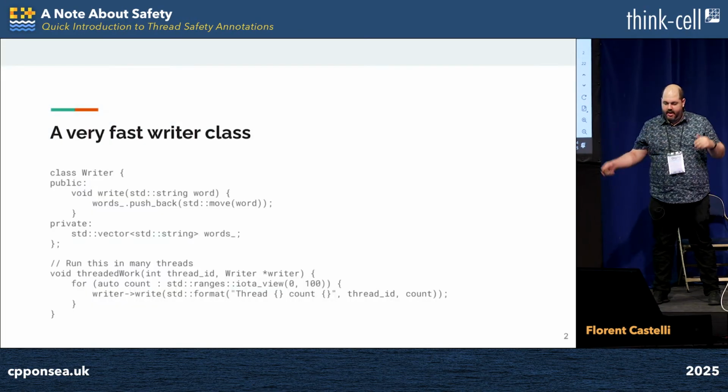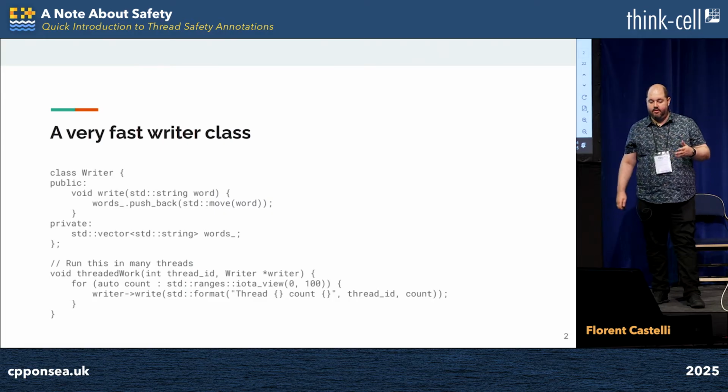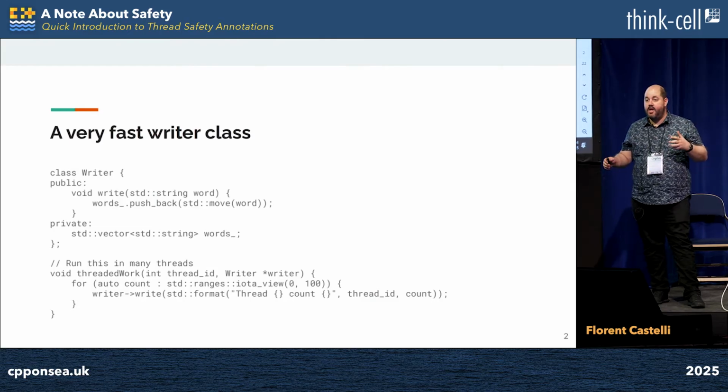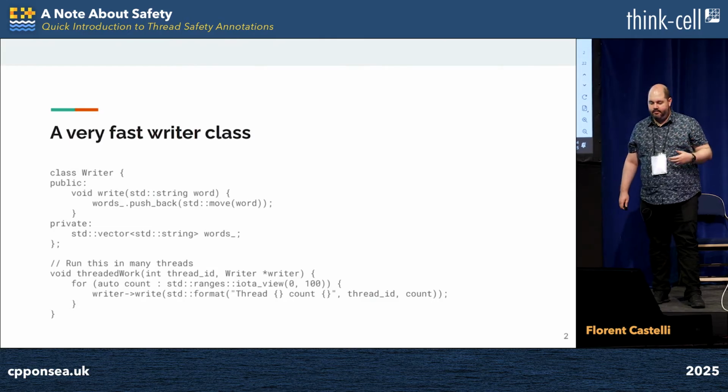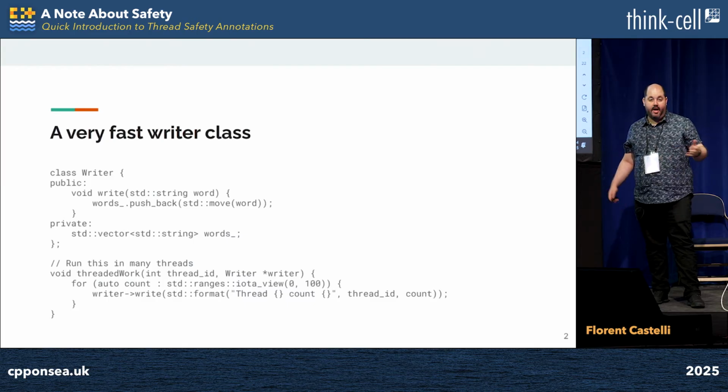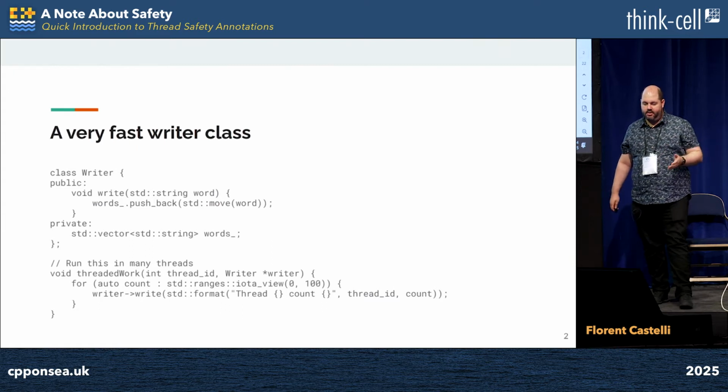So I have a program. I want to generate words and add them into a vector to process later. And I really want it to be fast because, well, generating the words takes a long time. So I do that with threads, of course. That's a natural solution that a lot of people will use.